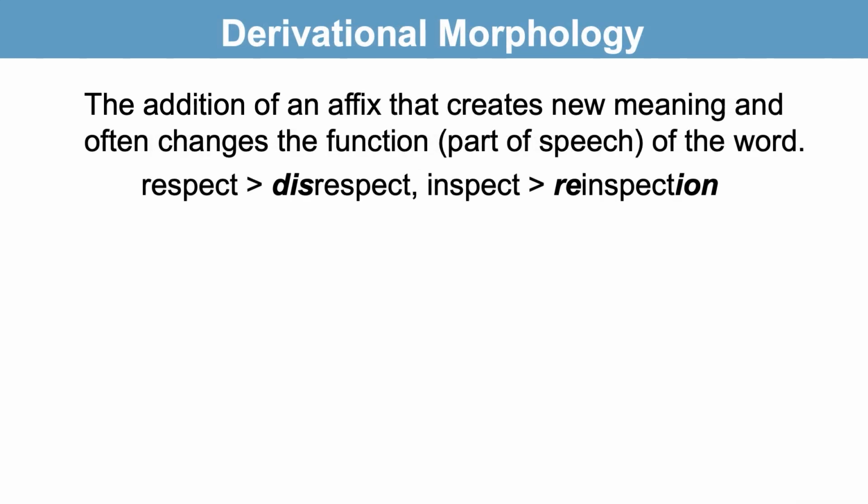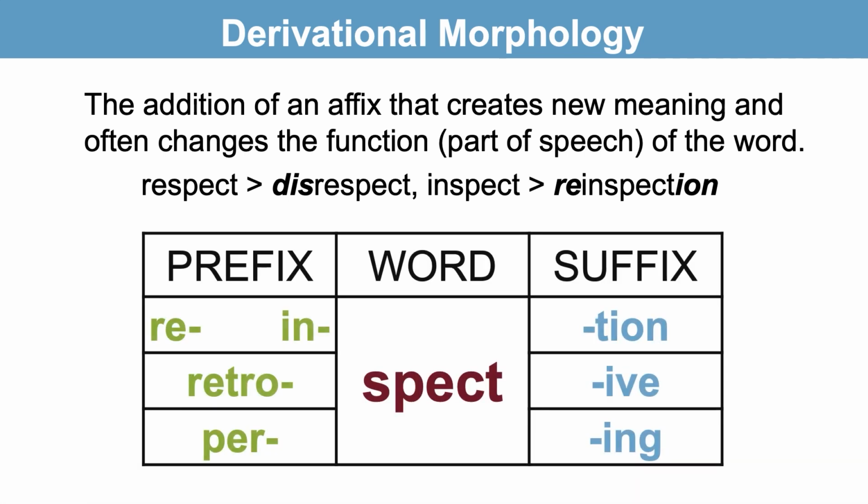Derivational morphology refers to when an affix is added to a word and it creates a new meaning, and it often changes the function, the part of speech, of the word. For example, if we add the suffix tion to the verb inspect, it becomes the noun form, inspection, and now it has a new meaning as well.